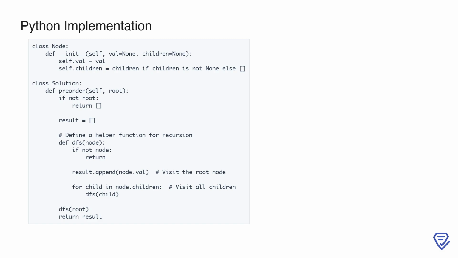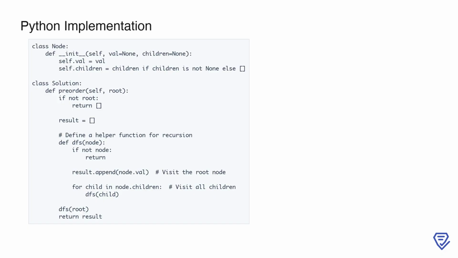4. Recursive preorder traversal. A helper function, DFS, is defined to perform a depth-first search, DFS, traversal recursively. The DFS function first checks if the current node is none. If so, it returns. Otherwise, it appends the current node's value to the result list, marking the node as visited in preorder. Then, it iterates over the children of the current node. For each child, the DFS function is called recursively.